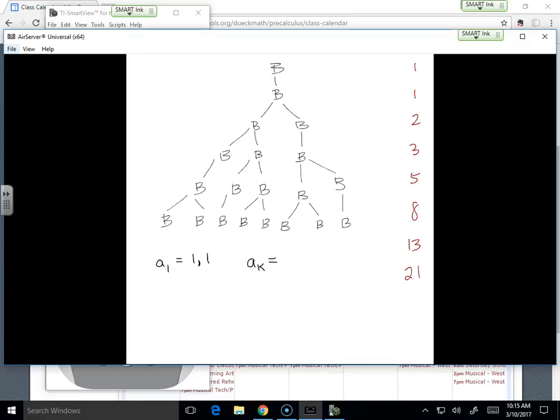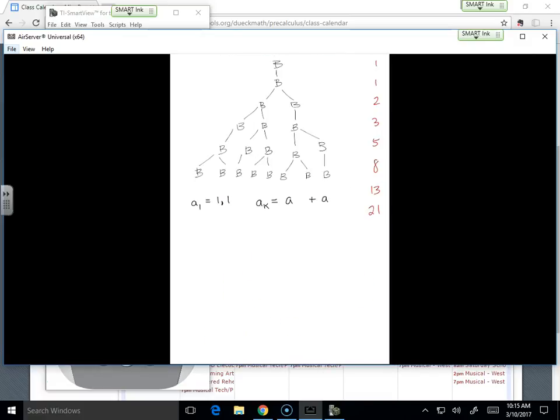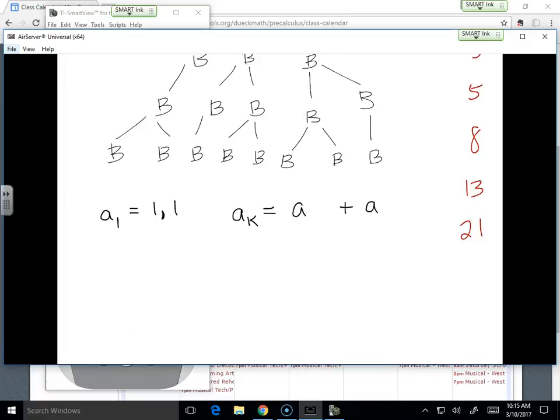Add what together, though? How could I write it recursively? How can I talk about the previous term? It's A sub somebody and A sub somebody. How did I talk about the previous term back here? K minus 1, right? Take the placement and then take away 1 from the placement. So question, how can I talk about the previous term? K minus 1. Take your position, go back 1.